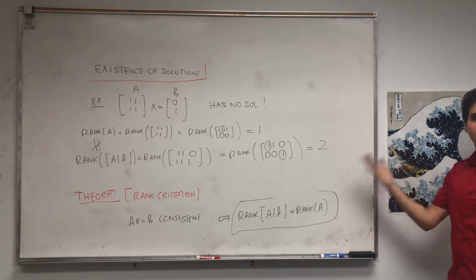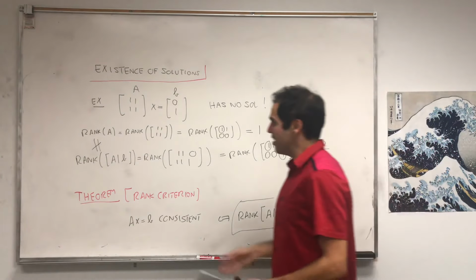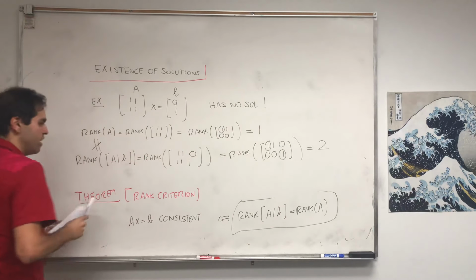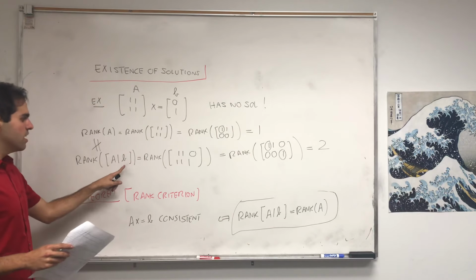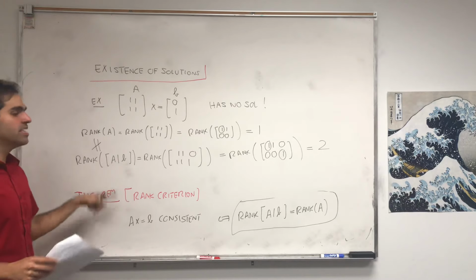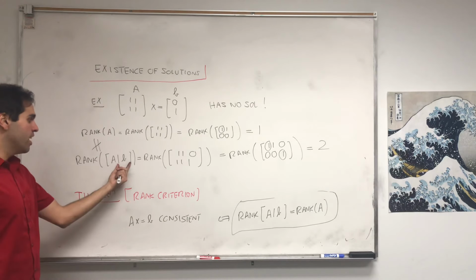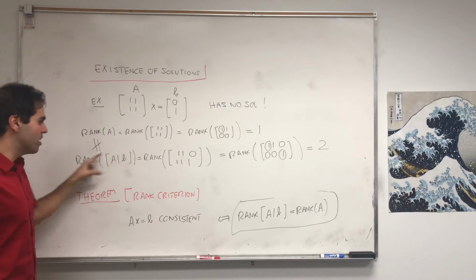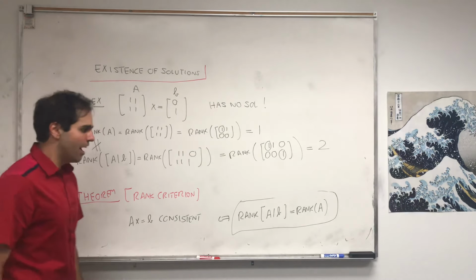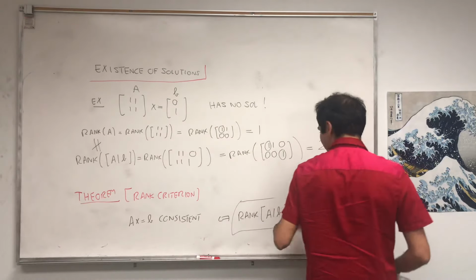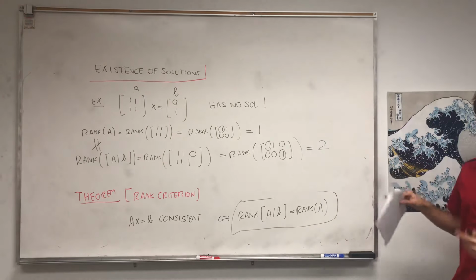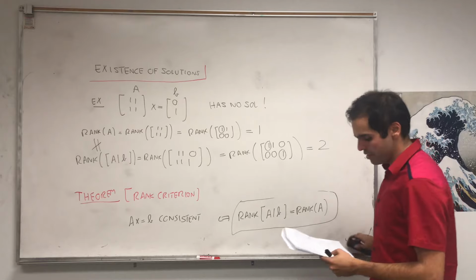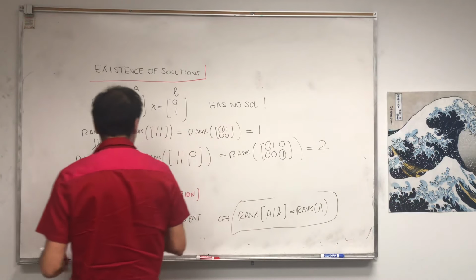So it's nice, and now let me prove this. By the way, what is that saying? If a system is inconsistent, that happens when you add new information to A. B is not in the info of A, and that's why the ranks are not the same. This is similar to our geometric description, where B is in the column space of A. Okay, so let's prove this.